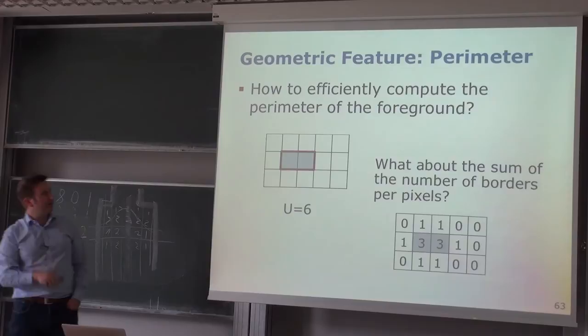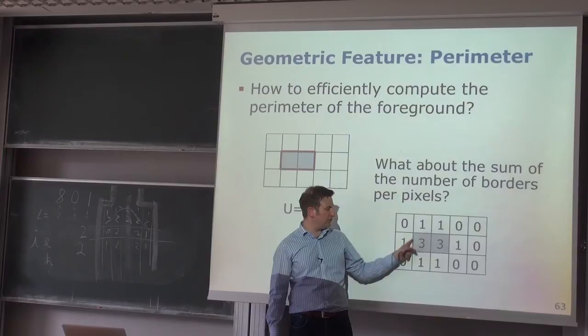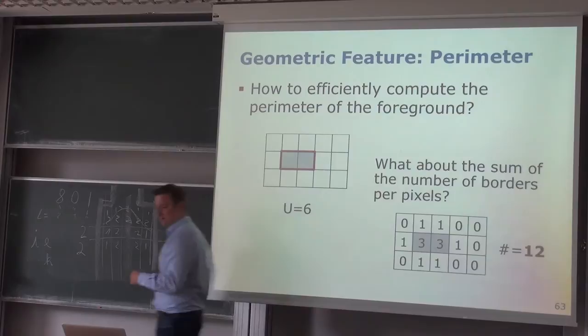So this one has no borders between foreground and background. This one has 1. This one has 1, 0, 0. This has 1. This one over here has 3: 1, 2, 3. This one also has 1, 2, 3. And so on and so forth. So I sum that up, and I actually end up with 12, which is clearly not what I wanted.